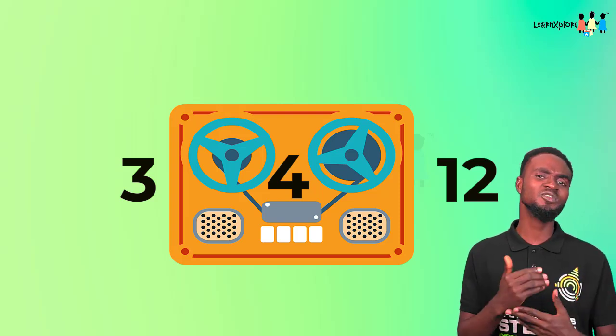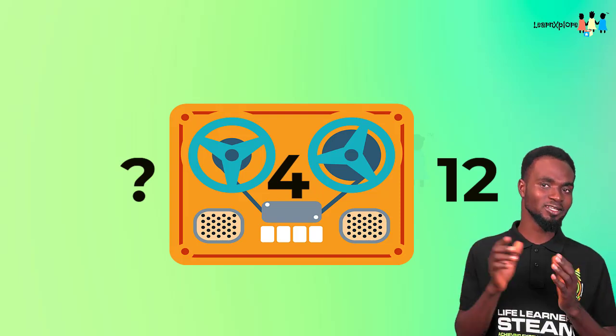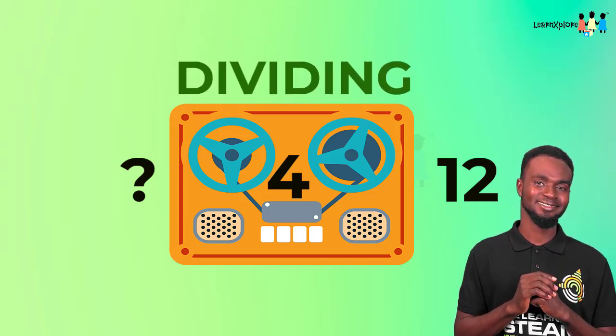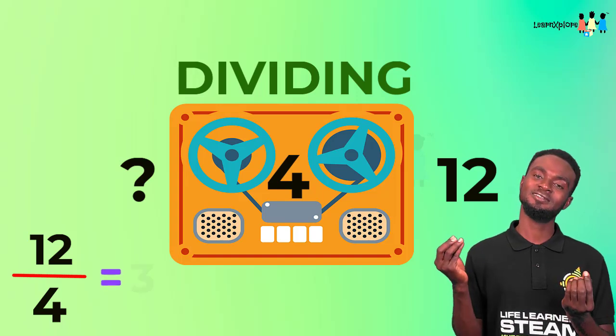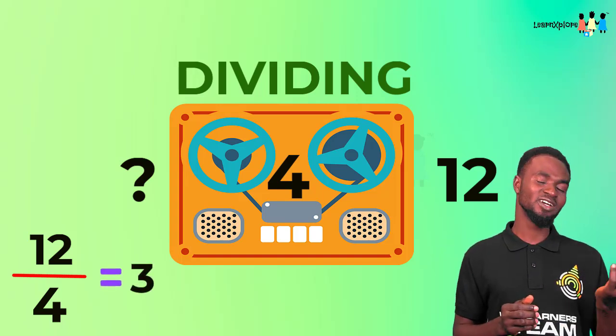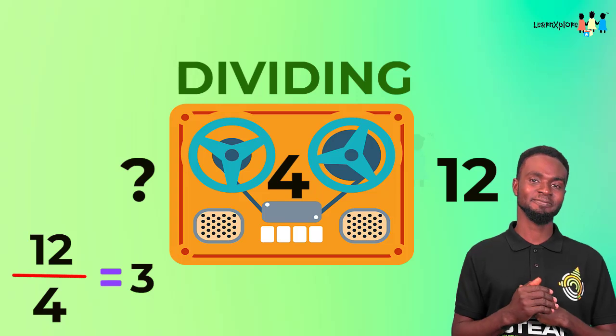But what if you want to reverse the process? That is, you have 12 and 4, but you don't know the number you brought. What will you do to the number 12 in order to find the other number? You are going to be dividing. You divide 12 by 4, it will give us 3. So 12 divided by 4 is 3.